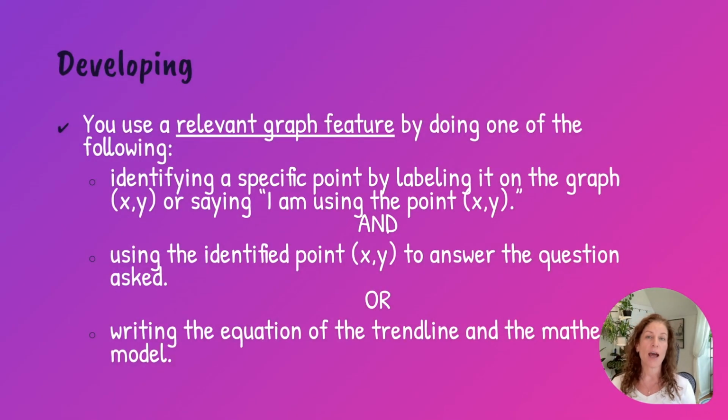Developing is now you're actually identifying a feature of the graph. In our class, generally that's going to be a coordinate pair, and better would be the equation of the trend line and or the mathematical model. So if the equation of the trend line is given, state that. If you want to pick a coordinate pair, then state that. So you're going to use that to answer the question.